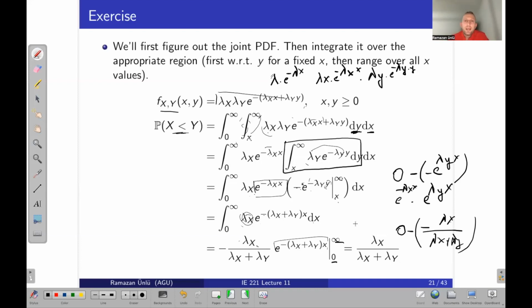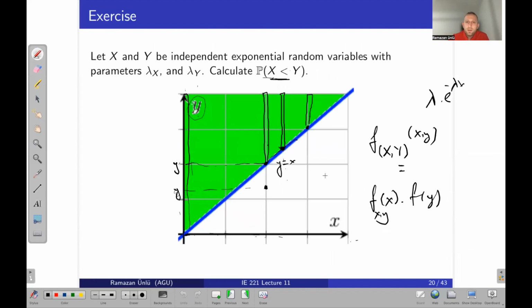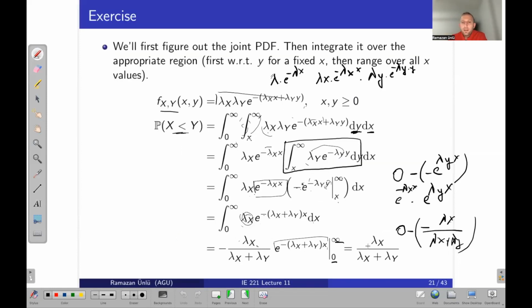So that is interesting, right? Because if we have two independent exponential random variables, the probability that one random variable is less than another is the rate of that random variable divided by the total rate. Okay, so that is the interesting result for two independent exponential random variables. What was the question? The question was the probability of x is less than y. So if you have any questions like that, you need to remember that one. The result should be rate of x divided by rate of x plus rate of y. Okay.